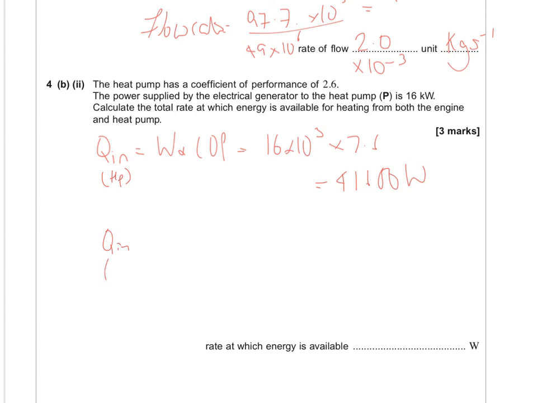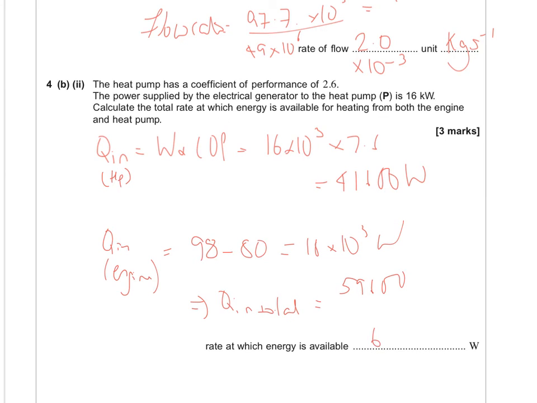The Q in from the, well, let's just call it the engine for lack of better words, is going to be the total power in, which was 98, minus the useful energy. This is going to give you the total wasted energy, or the heat rejected. So 18 times 10 to the 3 watts. So the Q in total is going to be 41600 plus 18000, which is 59600, or 6.0 times 10 to the 4 watts once you add that together.